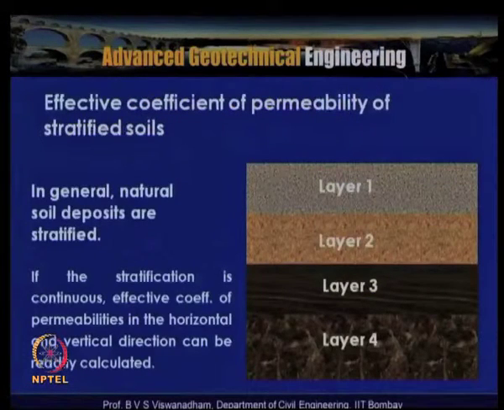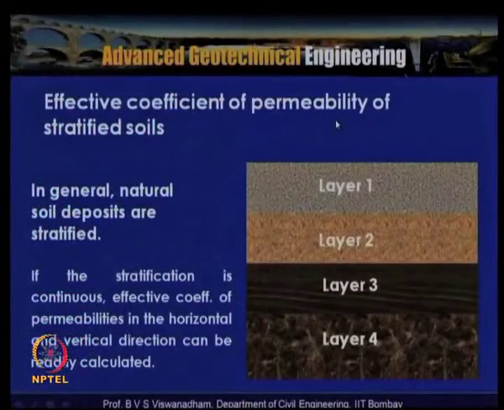So, as of now we discussed this for homogeneous soils, but we may not get homogeneous soil deposits frequently. So, the effect on the coefficient of permeability of stratified soils. In this case, with layer 1, layer 2, layer 3, layer 4, the water can flow parallel to the layers, or the water can flow downwards, that is, in the vertical direction.